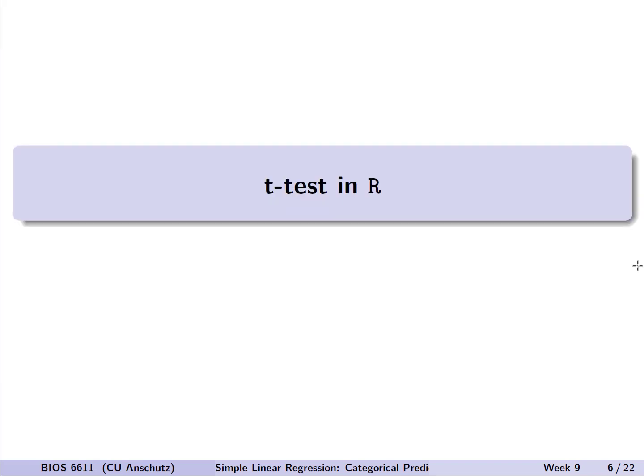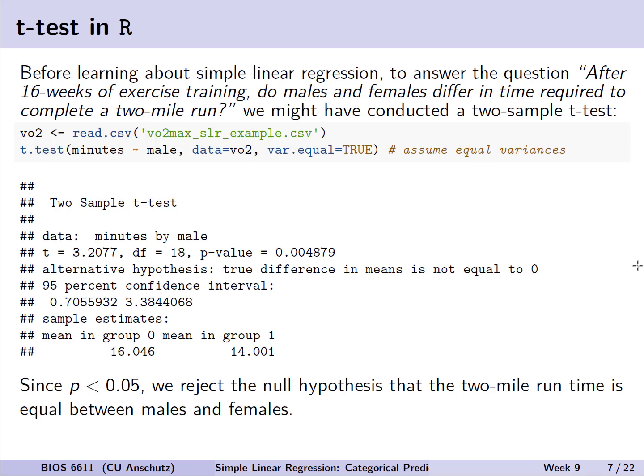So let's start by looking at the t-test again in R. Before we learned about simple linear regression, to answer the question, after 16 weeks of exercise training, do males and females differ in time required to complete a 2-mile run? We might have just conducted a 2-sample t-test. For example, on the slide here, we first see that we will read in that data set again as a CSV, but could also just make the table with the 20 observations a data frame on our own, manually.